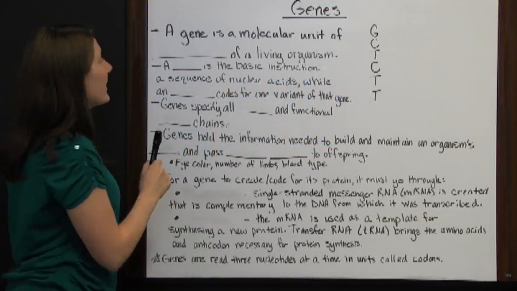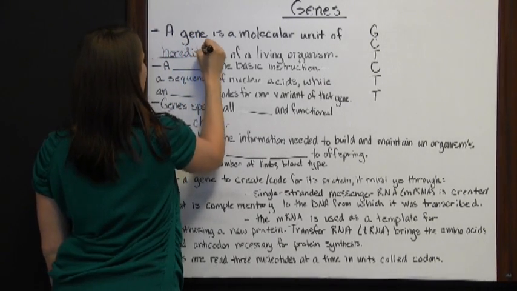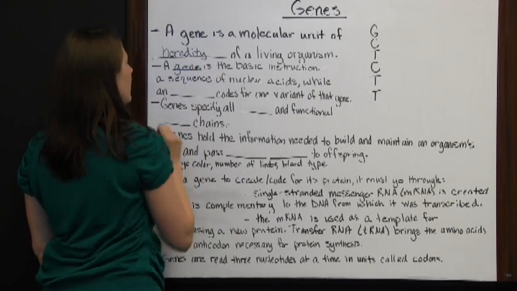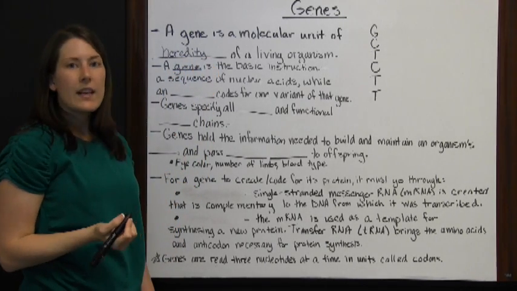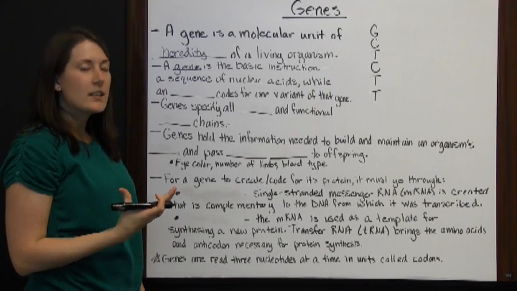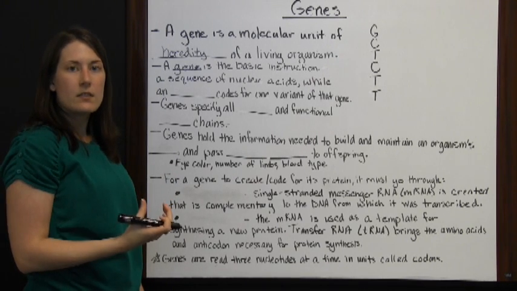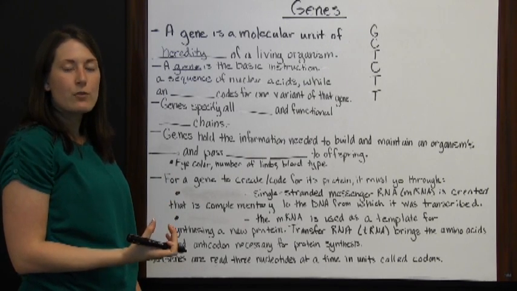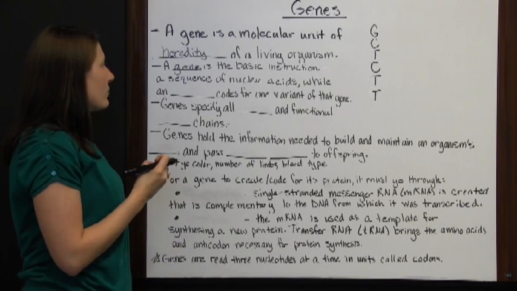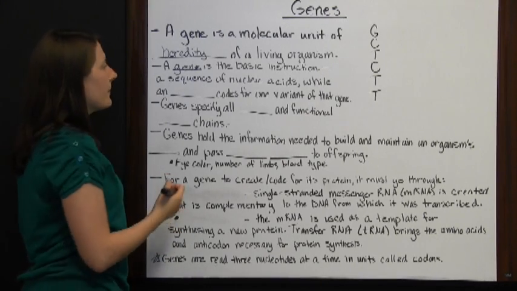Genes. A gene is a molecular unit of heredity of a living organism. A gene is the basic instruction, a sequence of nucleic acids. So a gene is going to be the instruction, the sequence of nucleic acids that tells the cell to code for a certain protein or for a certain RNA chain. It isn't just one little thing, it's a sequence that gives an instruction to the cell.